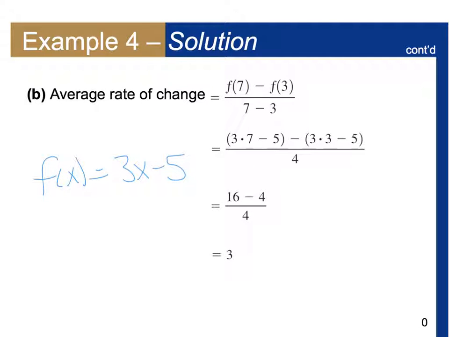Now let's look between 7 and 3. So we take f of 7 minus f of 3, average rate of change, over 7 minus 3. So 3 times 7 minus 5 is 21 minus 5 is 16. Then 3 times 3 minus 5, 9 minus 5 is 4. And then divided by 7 minus 3 is 4. So we have 16 minus 4 over 4, which is 12 over 4. Again, we get 3 as our slope or average rate of change, okay, between those 2 points.